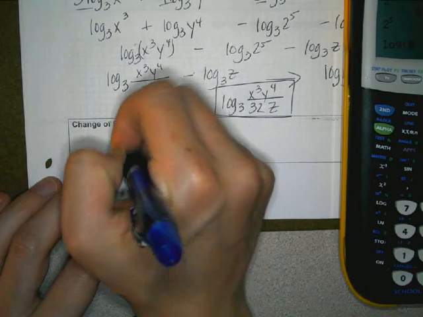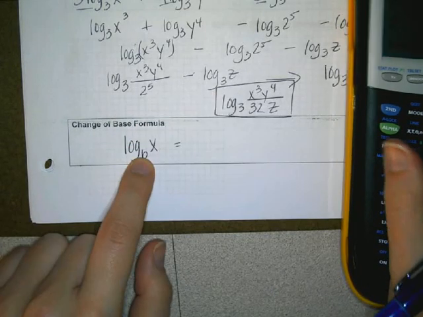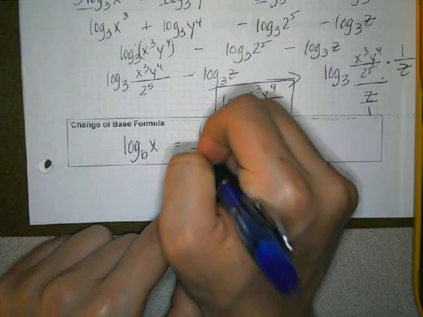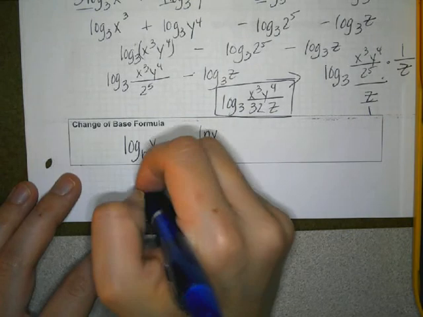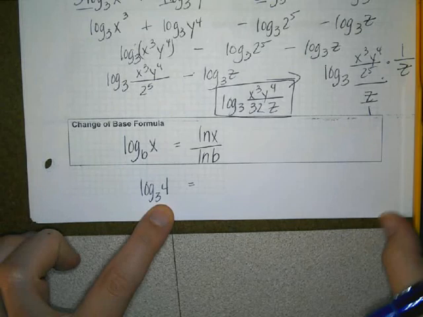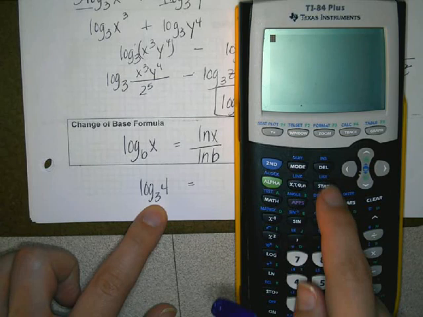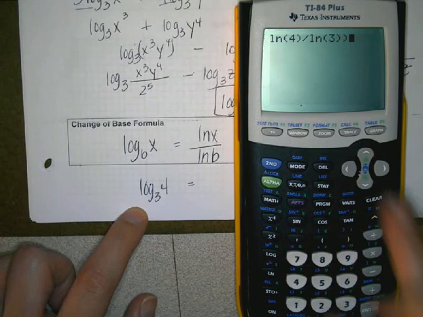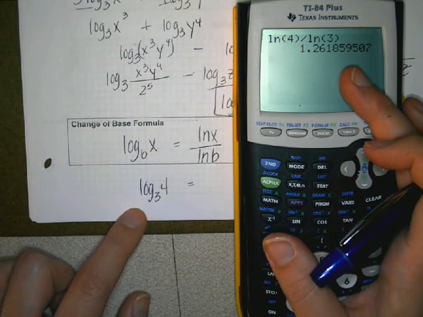And if you have an expression where the base is not e or 10, you can punch the value in your calculator by using this ratio. For example, log base 3 of 4. Okay, that's a base 3. I can't plug it into the calculator unless I use this formula. So I'm going to do ln of 4 divided by ln of 3. And it gets me that value, 1.2618.